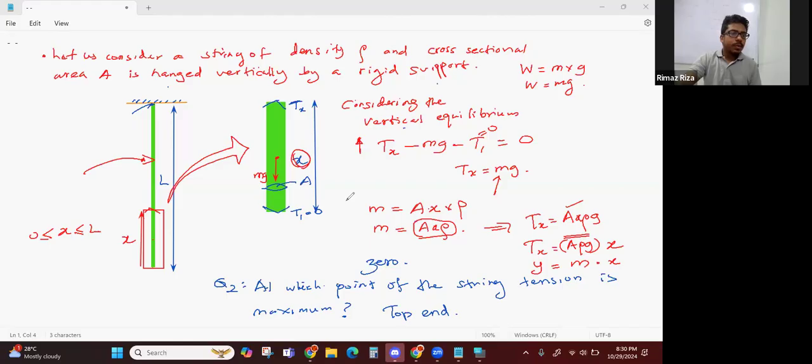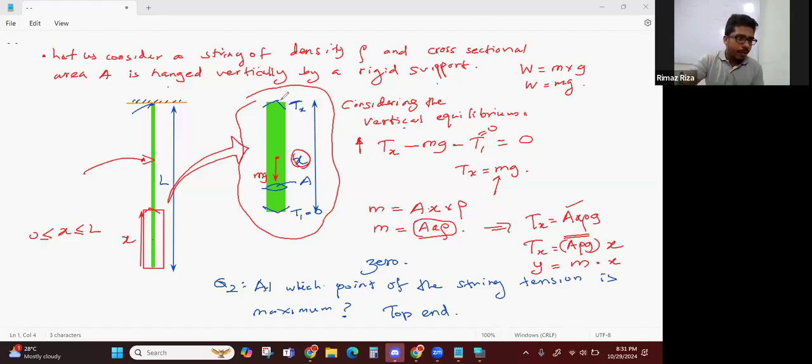Okay. So you can write down, after drawing this picture, you can draw this down, and then we can consider the vertical equilibrium. Equilibrium means balance, which means no external forces acting in that direction. So I'm considering the vertically upward direction.